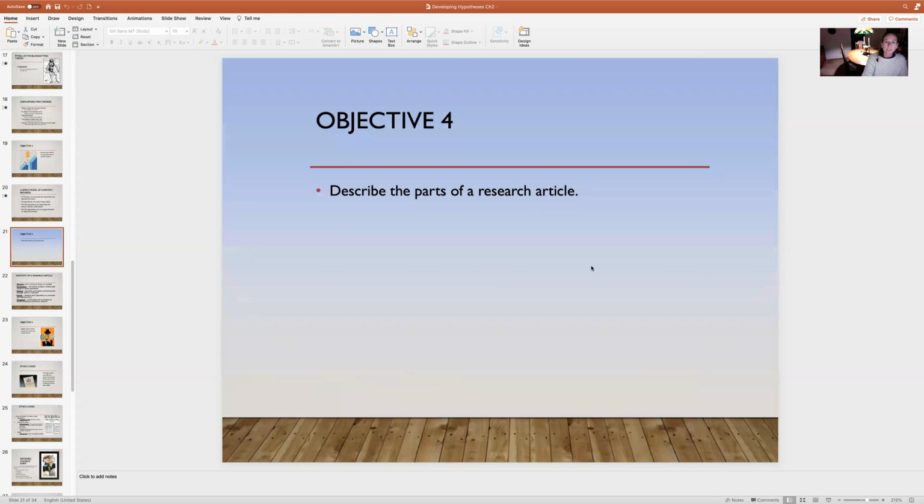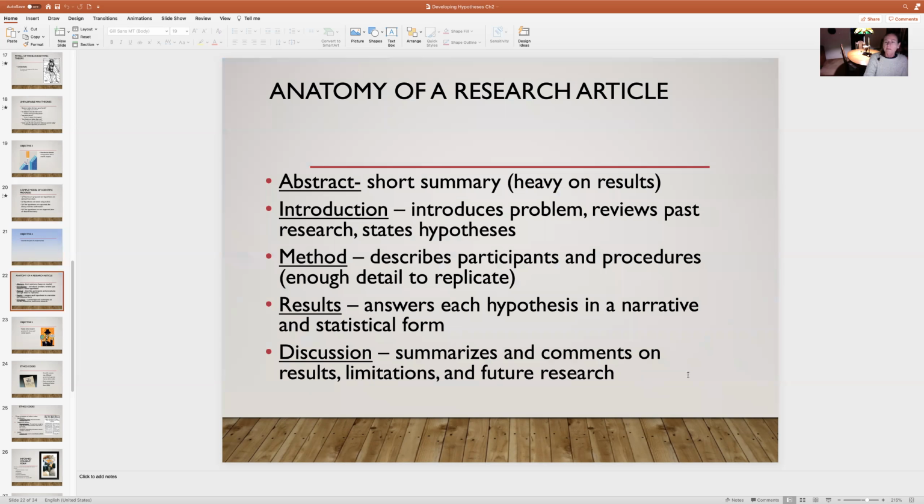All right, well, objective number 4, I want to get into the parts of a research article. And so a research article is very, very standard. Even in different fields, it's mostly always the same scientific article. It's always got the same parts. And so here's the anatomy of the research article. We start with an abstract. The abstract is a paragraph summary, and it'll tell you the introduction, the methods, the results, the discussion.